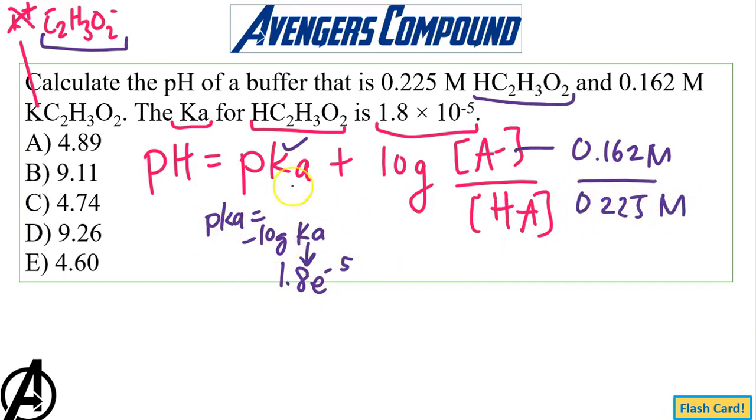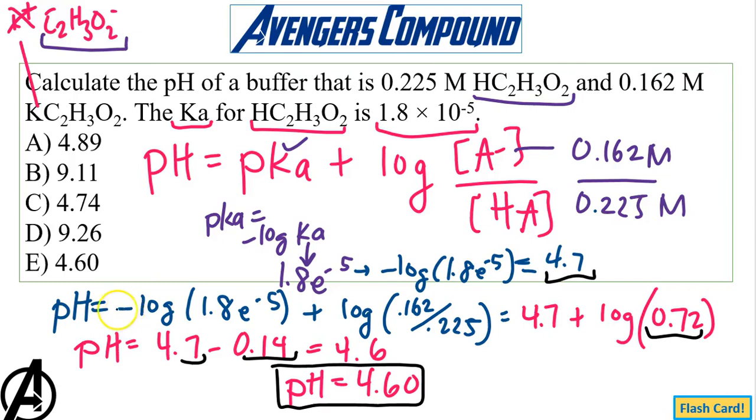So once we go ahead and get our pKa value, we can plug in all of our numbers and solve for pH. So pH is going to equal the negative log of my Ka value plus the log of 0.162 divided by 0.225. So the negative log of 1.8 times 10 to the negative 5 is 4.7, plus the log of 0.162 divided by 0.225, which is equal to 0.72. And so pH is equal to 4.7, and then when I take the log of 0.72, I get negative 0.14. So it'll be 4.7 minus 0.14, which equals 4.6.